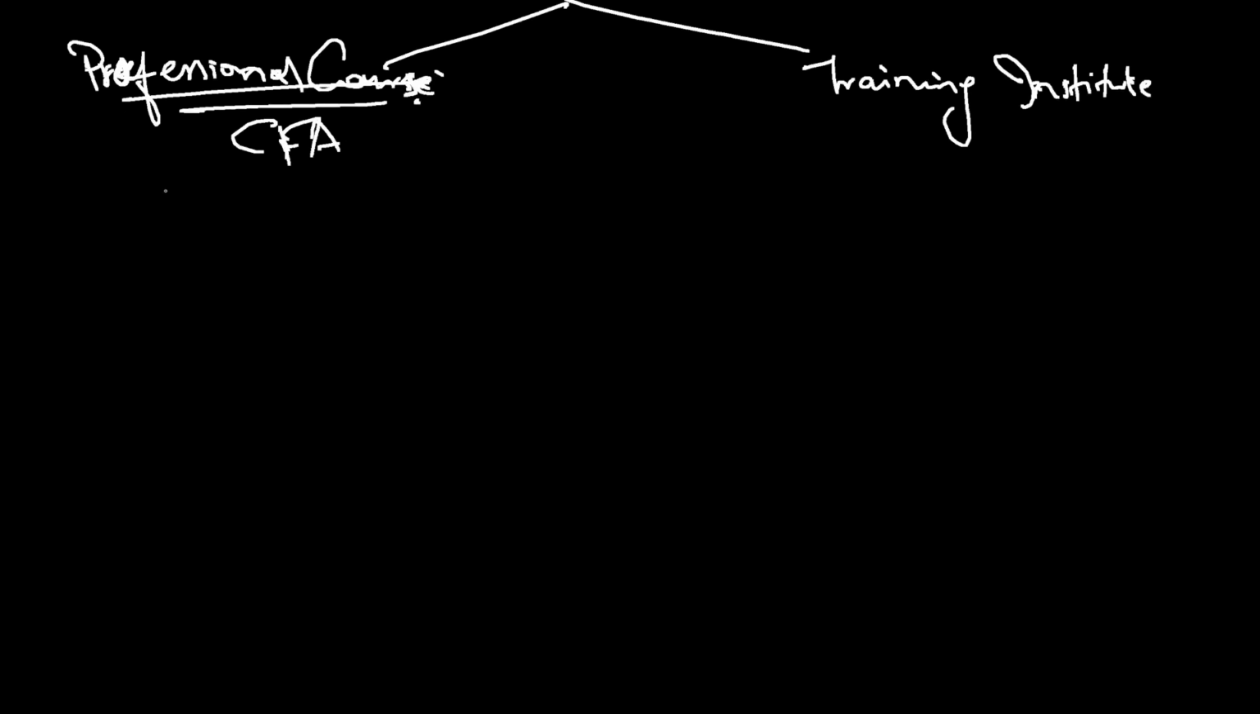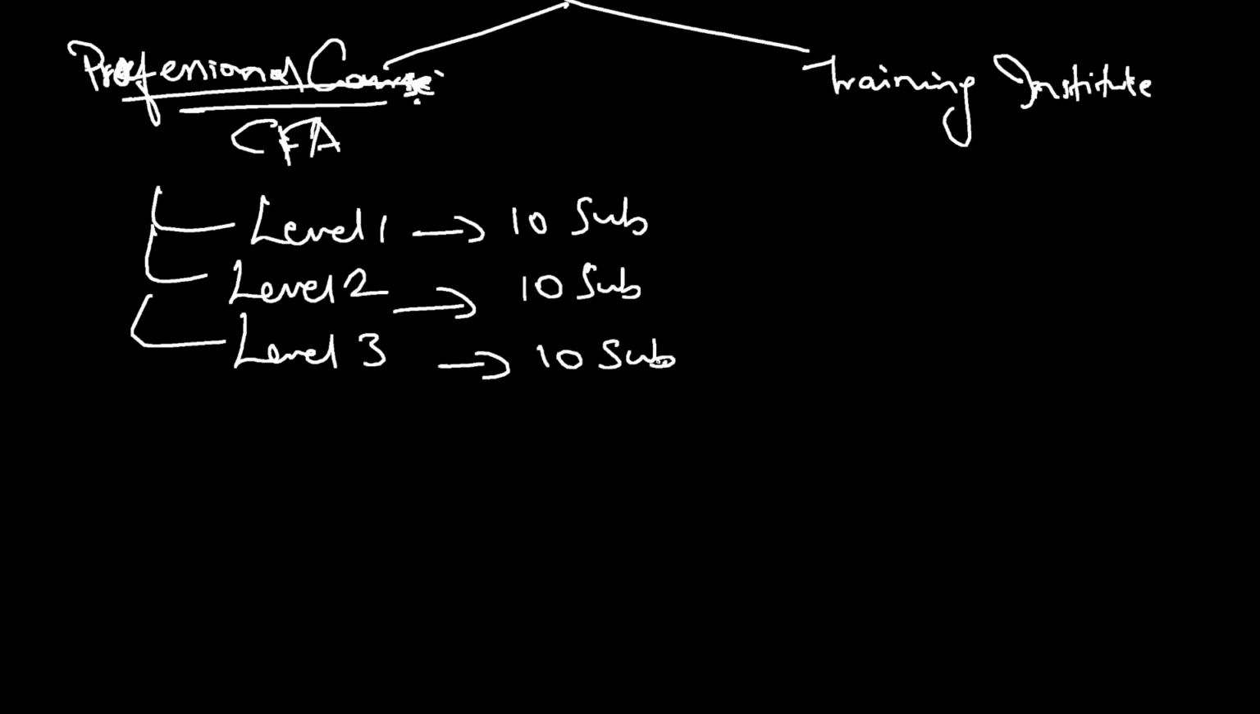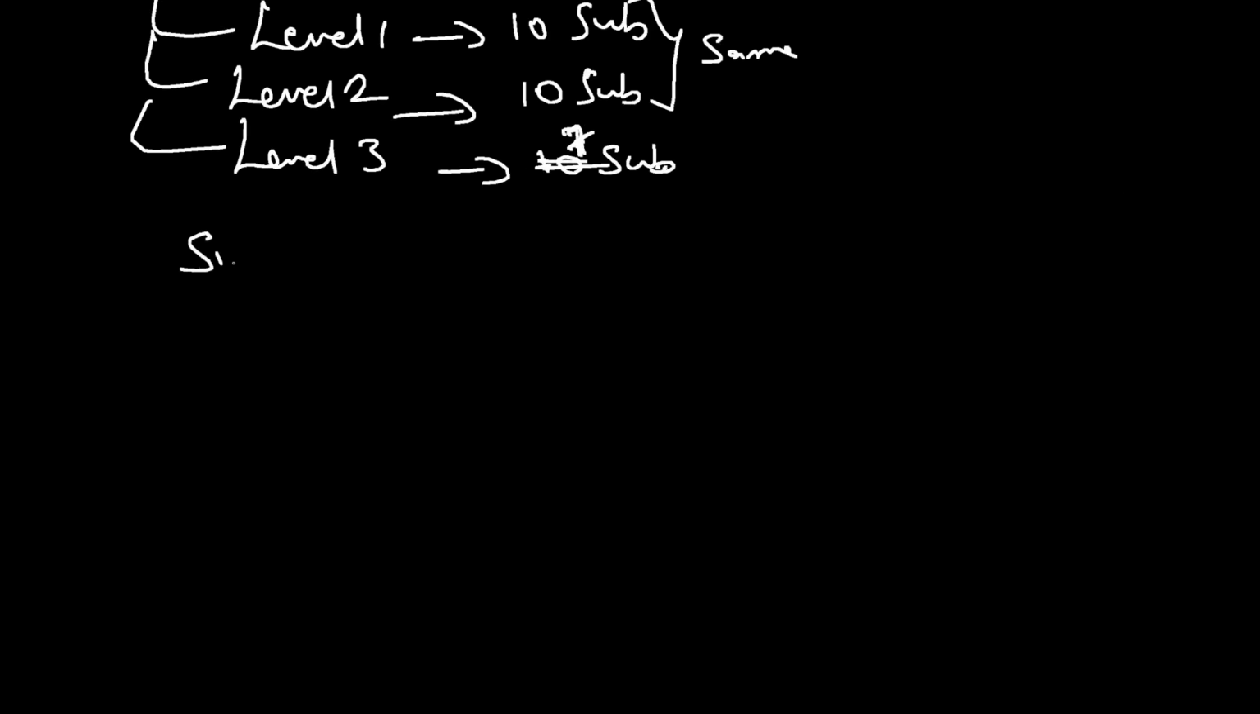So CFA has 3 levels: level 1, level 2 and level 3. Level 1 has 10 subjects, level 2 has 10 subjects, level 3 has 7 subjects. Level 1 and 2 have all the same subjects. In level 3, 3 subjects are removed, and so you have 7 subjects. So what are those subjects?